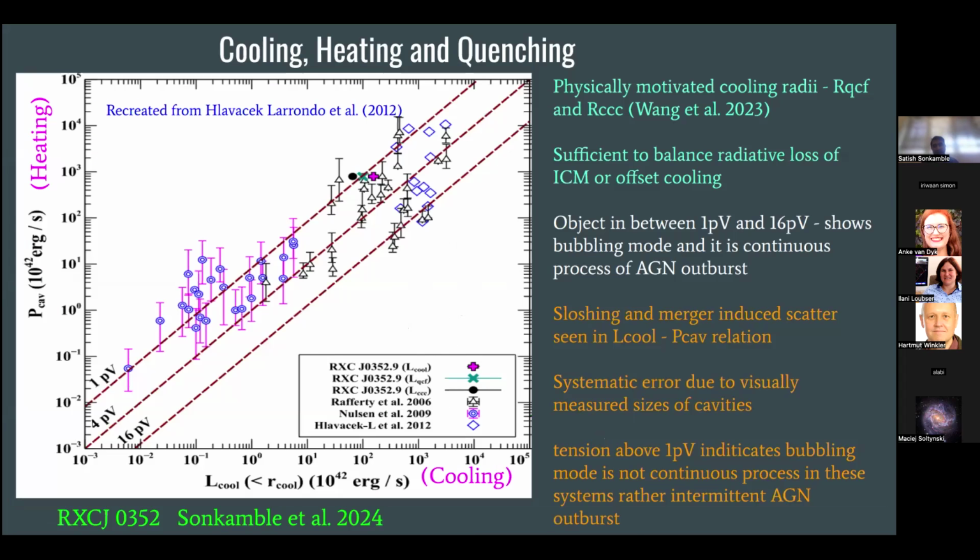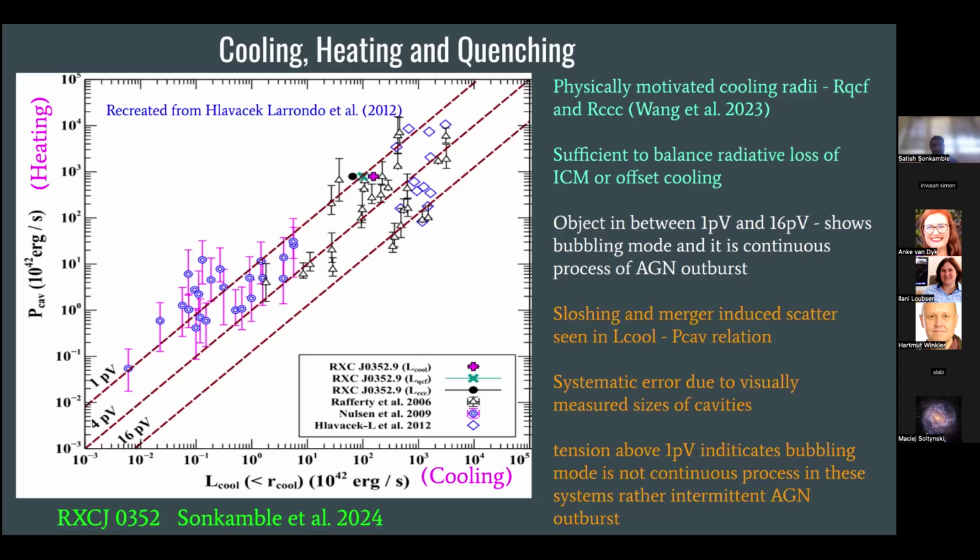One famous plot in AGN feedback studies is heating versus cooling. This heating versus cooling plot shows that the mechanical energy required to inflate the bubble is balanced with the radiative loss, or balanced with the runaway cooling.